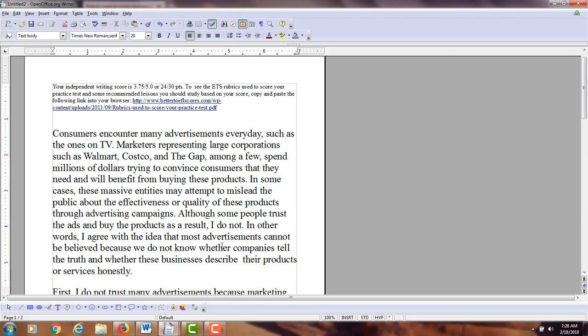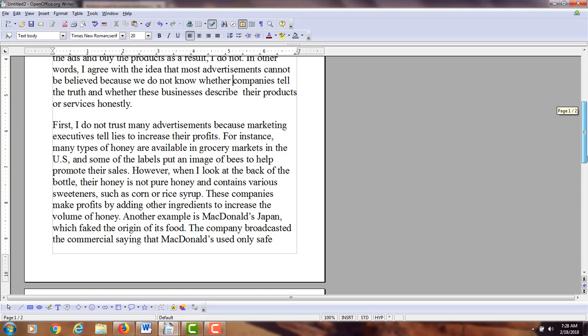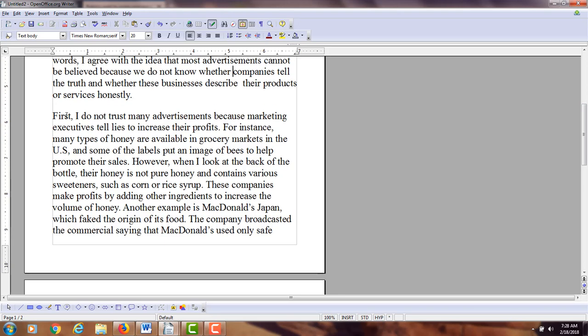And I'm not going to use "whether or not," just "whether," and that's a little bit more parallel. All right, first, I do not trust many advertisements because marketing executives tell lies to increase their profits. For instance, many types of honey are available in grocery markets in the U.S., and some of the labels put an image of bees to help promote their sales.